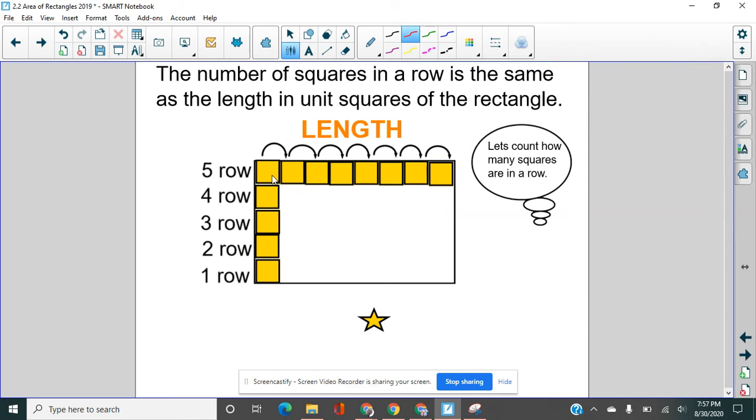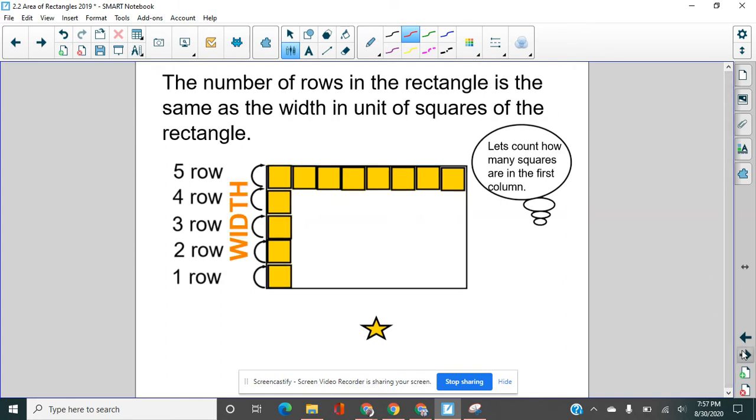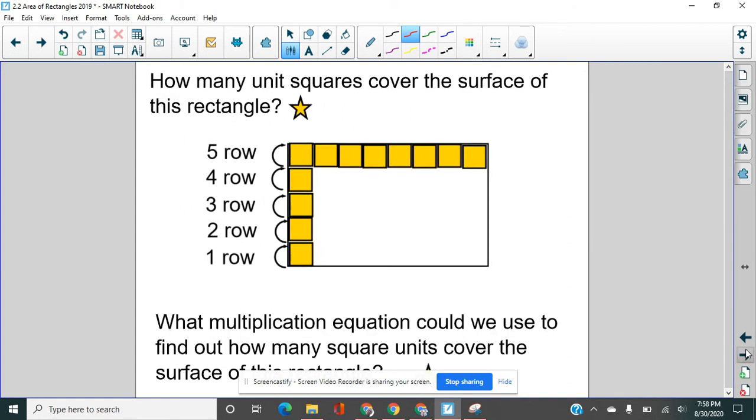times the width. So how long is this? 1, 2, 3, 4, 5, 6, 7, 8, right? This is 8 long. And how wide is it? 1, 2, 3, 4, 5. So what multiplication problem would we do? What would we do? We would multiply 8 times 5, right?